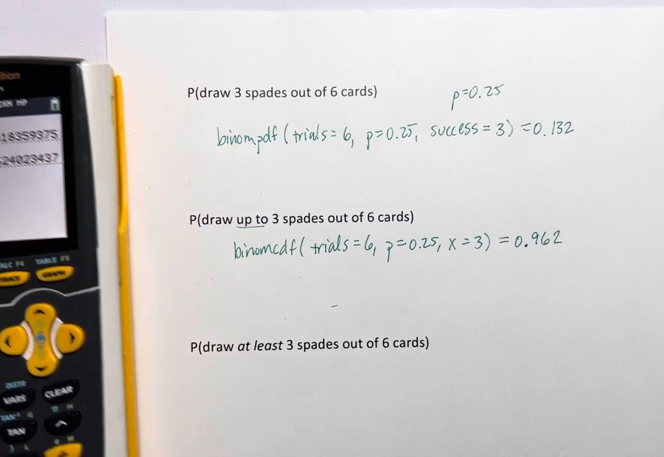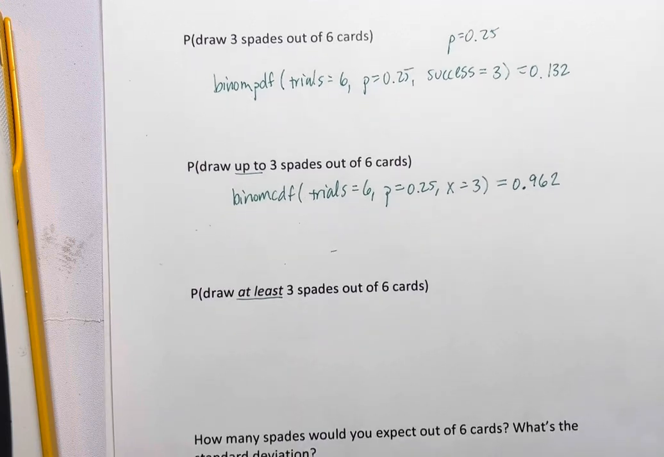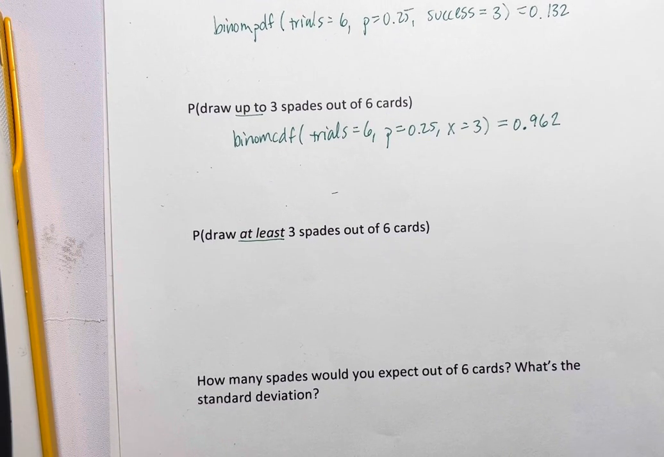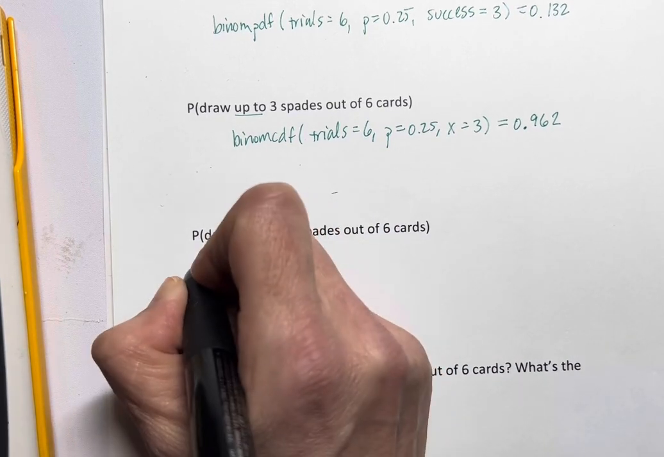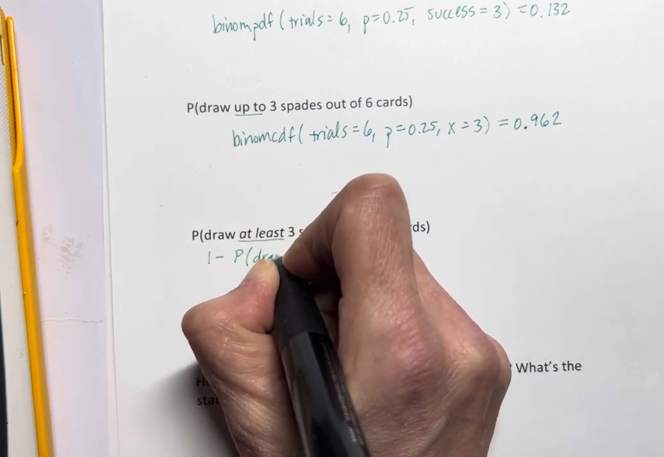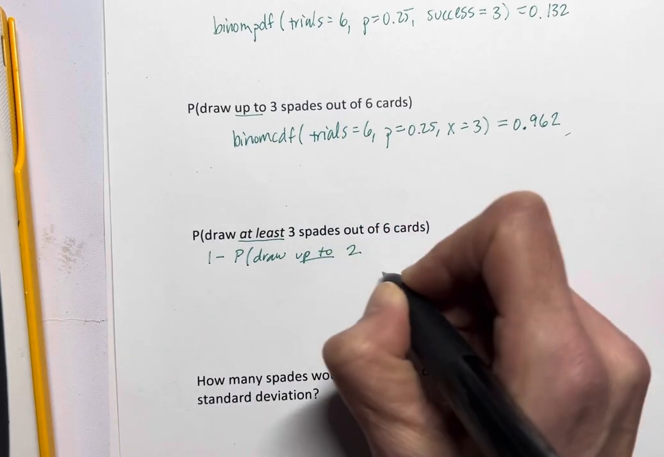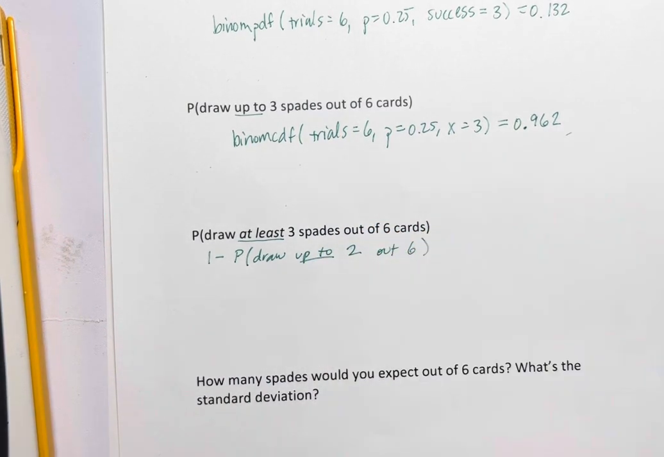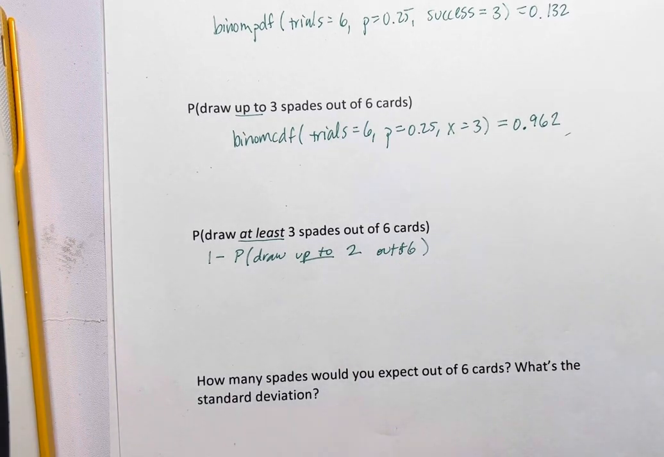Okay. Now, what if you wanted to know the probability of drawing at least 3? We've talked about at least in class. And when you see at least, I hope you say, aha, you can't fool me. Because when you see probability of at least 3, that's going to be do the opposite and subtract from 1. So 1 minus the probability of draw up to 2 out of 6. Yes? So you have to think through that really carefully and pay close attention.